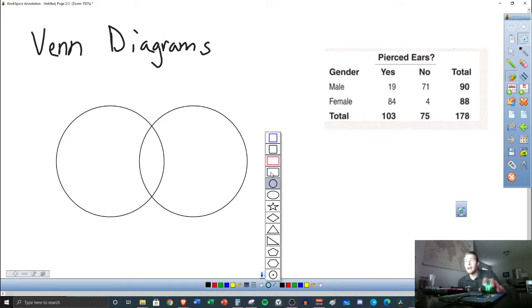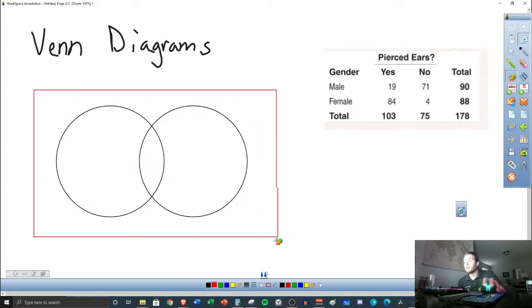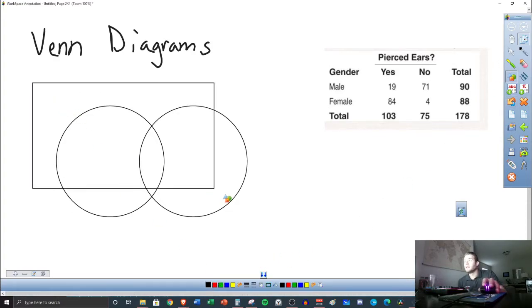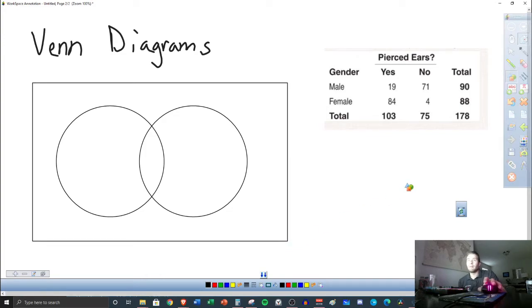You always have to have a rectangle around it. I don't really need that to be red, let me make it black. The box on the outside represents the entire sample space. That's everything that's possible. I'll write that on the outside: sample space. Remember, the sample space adds to 100%.